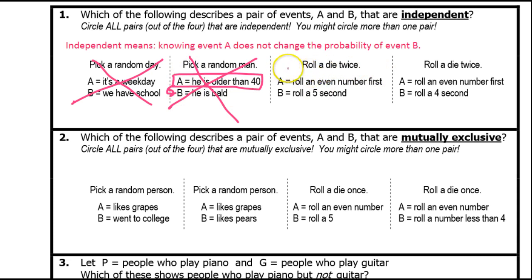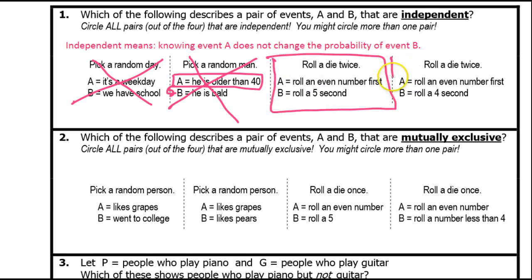Now, these next events are going to be independent. I see that we're talking about rolling a die. If you roll a die twice, the first roll will have no effect on the second roll at all. So it really doesn't matter what these words are saying. Rolling an even number first, rolling a 5 second. It doesn't matter if you roll an even number or not. The probability of rolling a 5 is going to be the same no matter what. So this is independent.